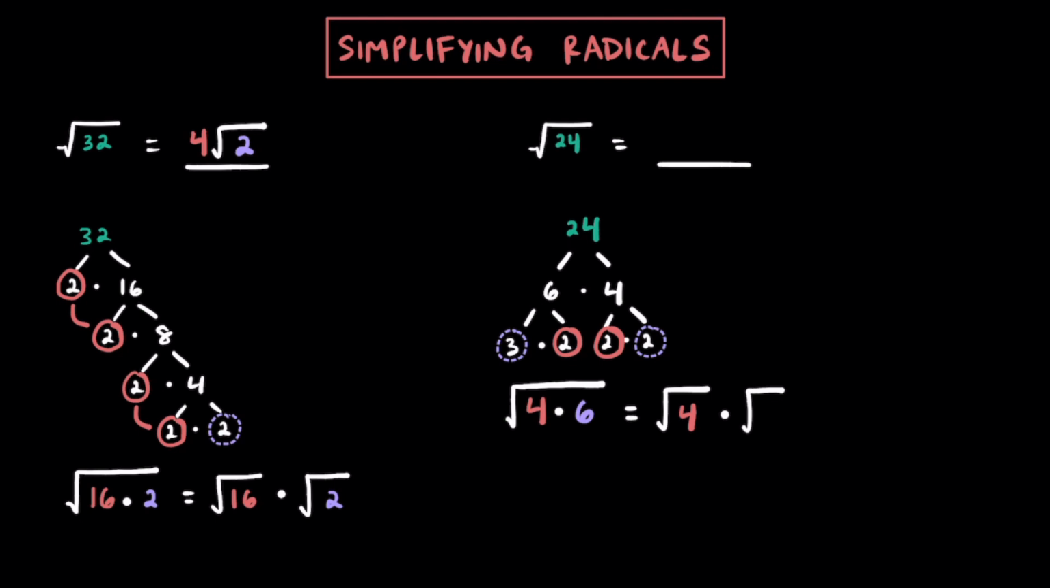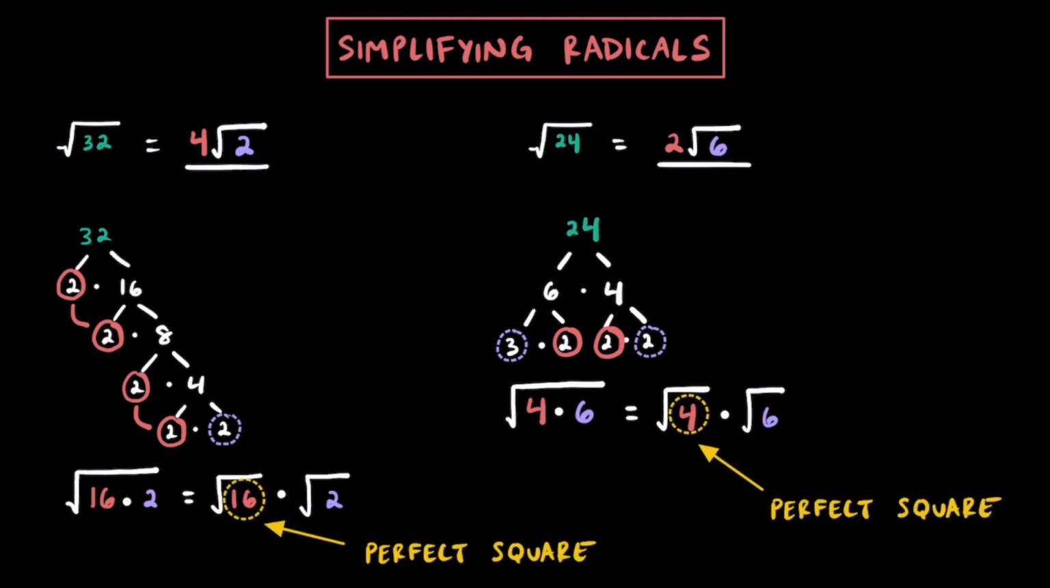We can rewrite the square root of 24 as the product of the square root of 4 times the square root of 6. 4 is a perfect square, so we can rewrite the square root of 24 as 2 times the square root of 6, or 2 root 6.